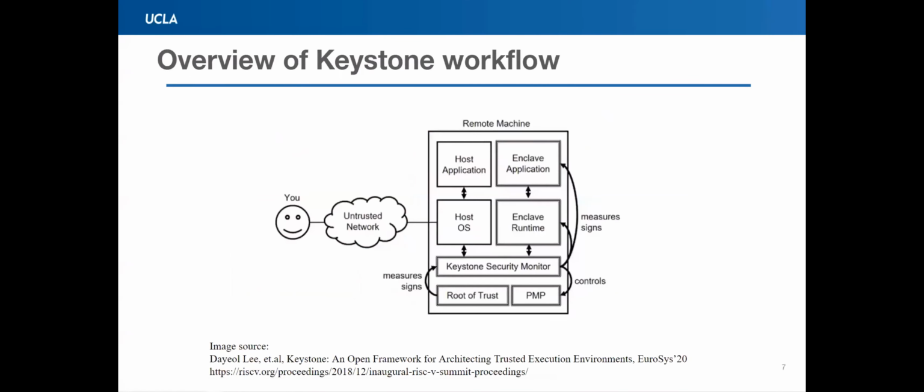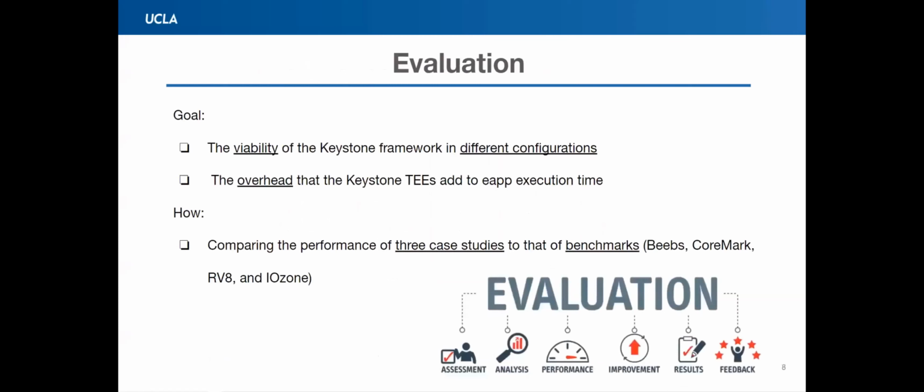Here is a recap of the Keystone workflow. If we want to connect a remote machine that runs a normal operating system, there are some user processes on top of the Keystone security monitor. The security monitor will control the physical memory protection that generates the enclave as an isolated environment. The root of trust will provide the trust certificate to the security monitor. Next, Ryan will talk about the evaluation part of the Keystone project.